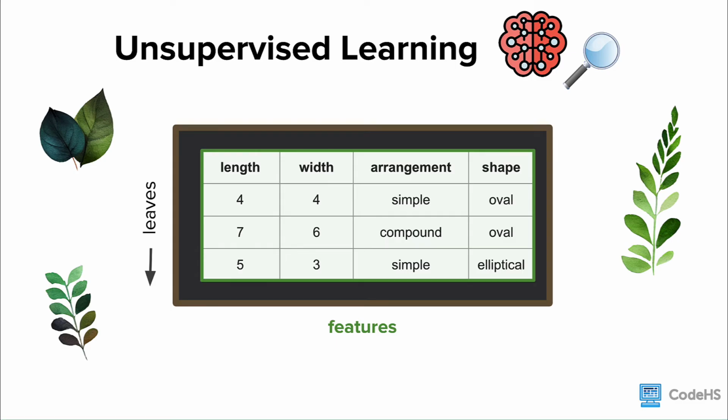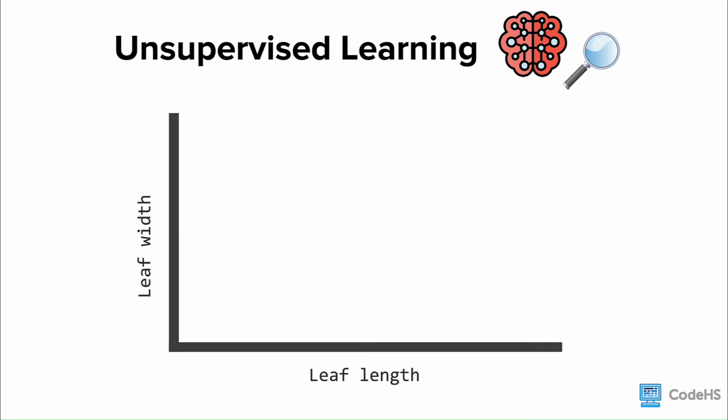Here we have a selection of leaf data. We are not specifically telling the model which group each leaf belongs to during our training process. The model does the exploring on its own, looking for patterns amongst the features. Turns out computers are pretty good at this, even better than humans when there are lots of features or rows of data. Let's look at a simplified version of our leaf data.